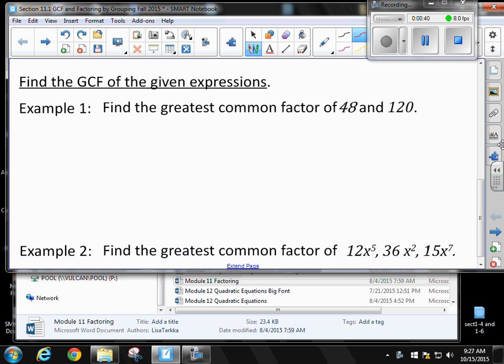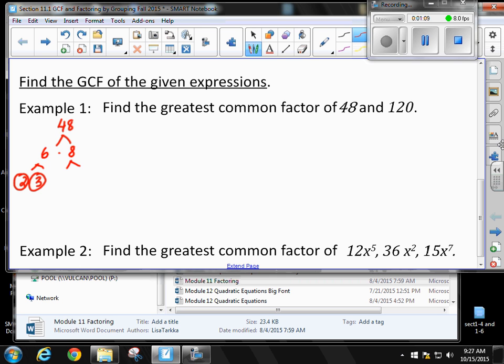The first one, we're going to find the greatest common factor of 48 and 120. So I want to be able to factor 48. I'm going to make a factor tree. There are lots of different ways to factor 48. Just pick one to start with. 48 is 6 times 8. 6 I can break down. 6 is 2 times 3. 2 is prime and 3 is prime. I'm going to circle those numbers, and now I can stop factoring on that branch of my tree.